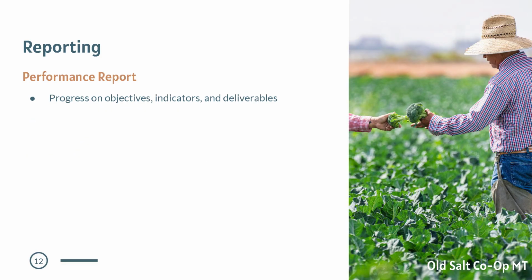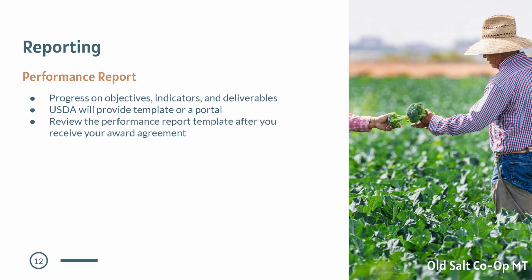The performance report is where you'll report on your progress towards the grant objectives, indicators, and deliverables. The USDA will typically provide a template for this report, which you'll submit either by email or through an online portal. When you receive your award agreement, take a close look at the performance reporting requirements. Specifically, check the objectives, indicators, and deliverables you committed to in your grant application.